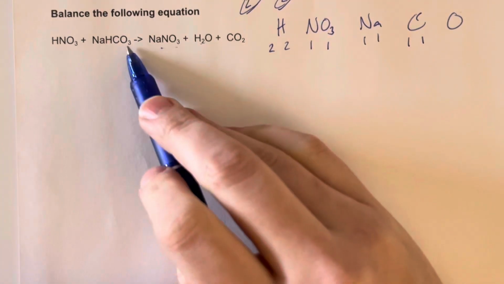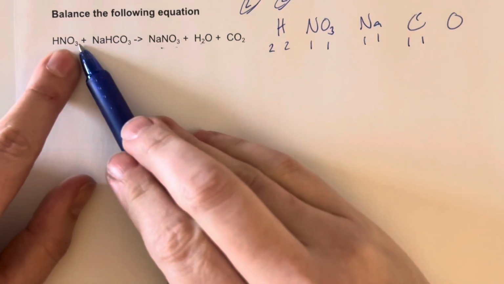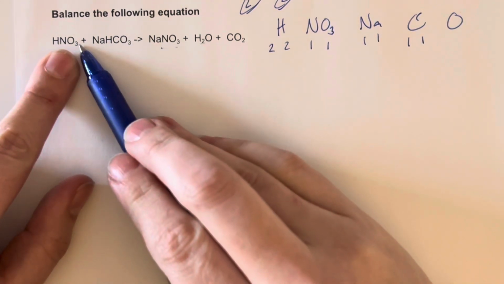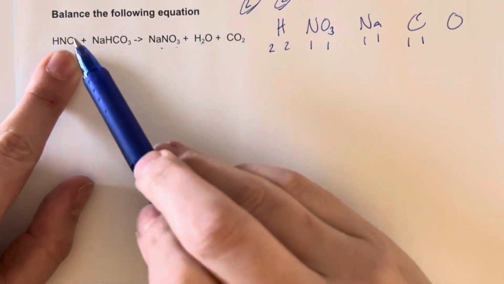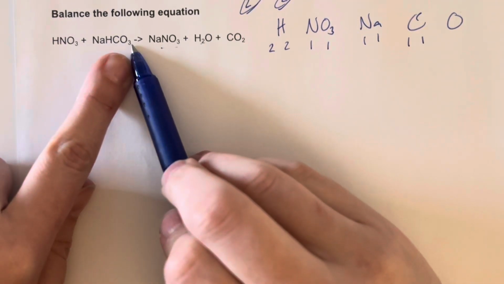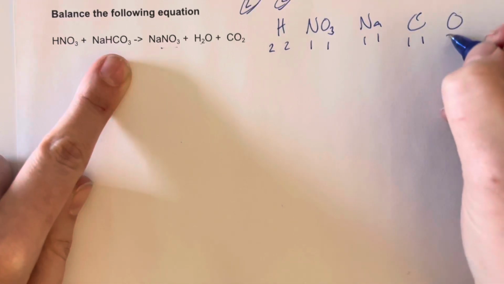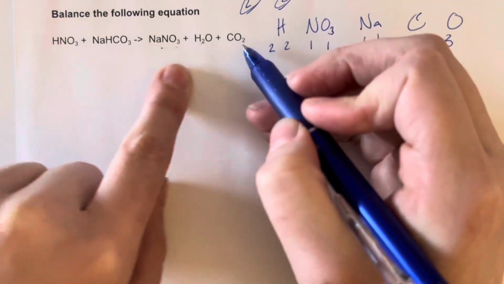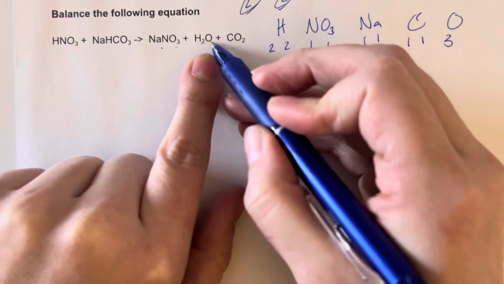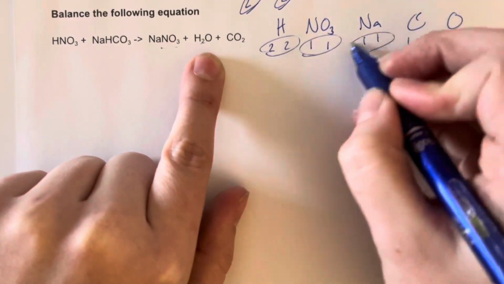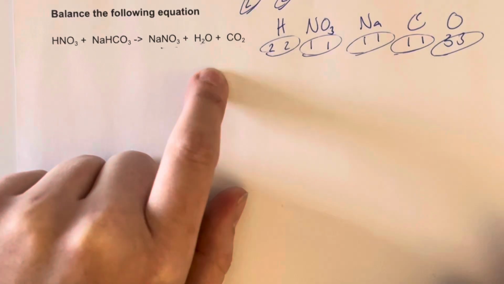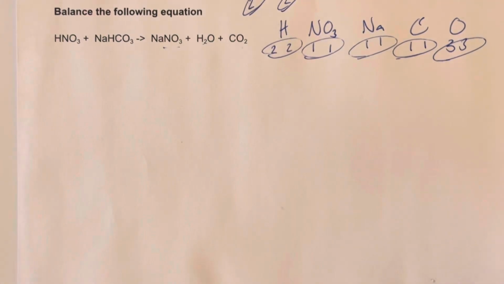Oxygen on the left-hand side, other than the oxygen within nitrate. Be careful not to count the oxygen in nitrate. That was already accounted for within the nitrate count. So oxygen outside of nitrate, I have 3. And oxygen outside of nitrate on the right-hand side, I also have 3, which means that this equation is already balanced before we've done anything. So the coefficients are going to remain 1 across the board.